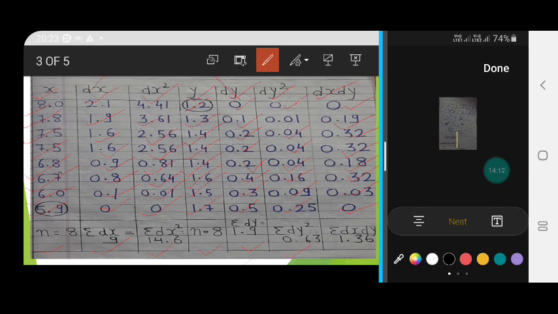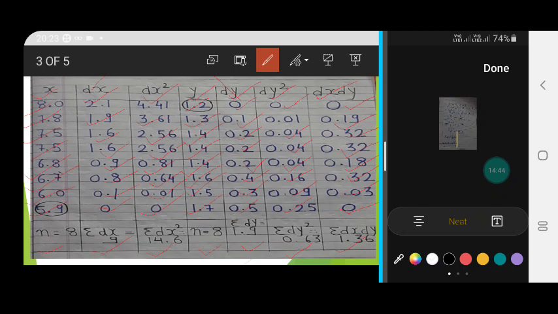Then the last column is of dx dy. Here we have to make the summation of the values under this column in order to get summation dx dy. So we will do 0.19 plus 0.32, again plus 0.32, then plus 0.18, then plus 0.32, then plus 0.03, then plus 0. So we will get 1.36. Okay. So summation dx dy would be equals to 1.36. This way we have completed our preparation chart.